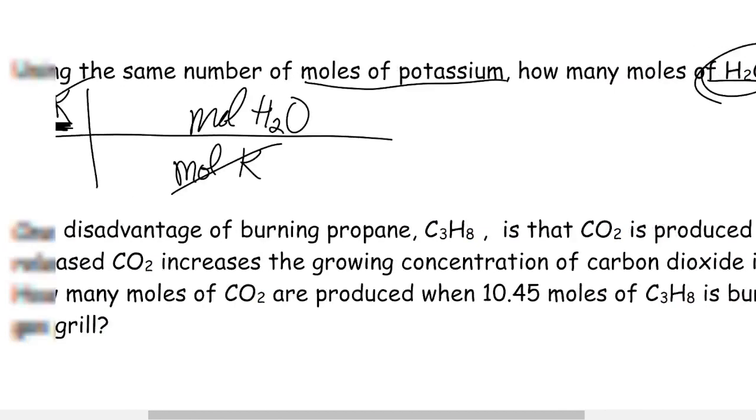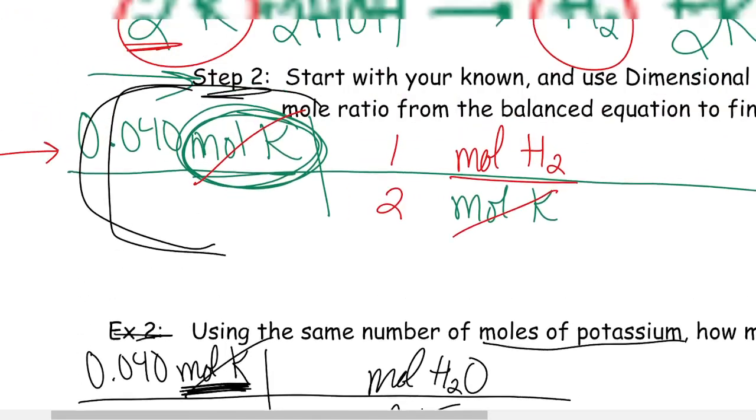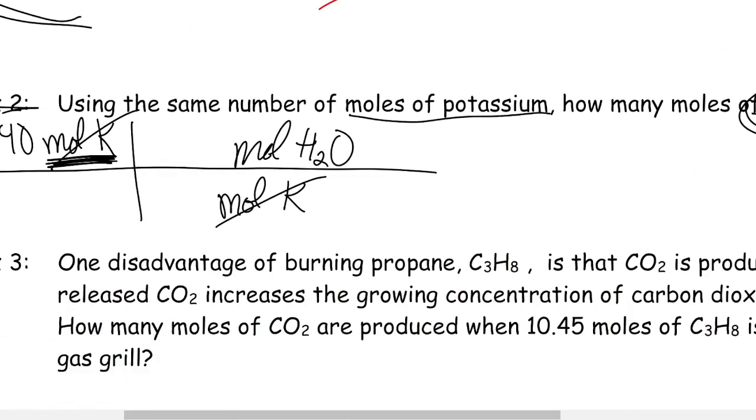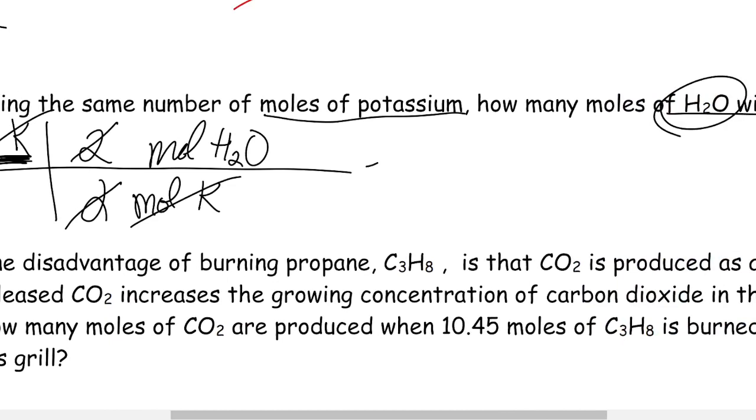That's one. So moles of H2O, according to my equation, if I have 2 moles of potassium, how many moles of H2O did I use? 2. So my mole ratio is 2 to 2. If I have the same thing on top as I do on bottom, that 2 is going to cancel out with that 2, which means I don't even need to plug this into my calculator. What is my final answer? 0.02. Perfect.